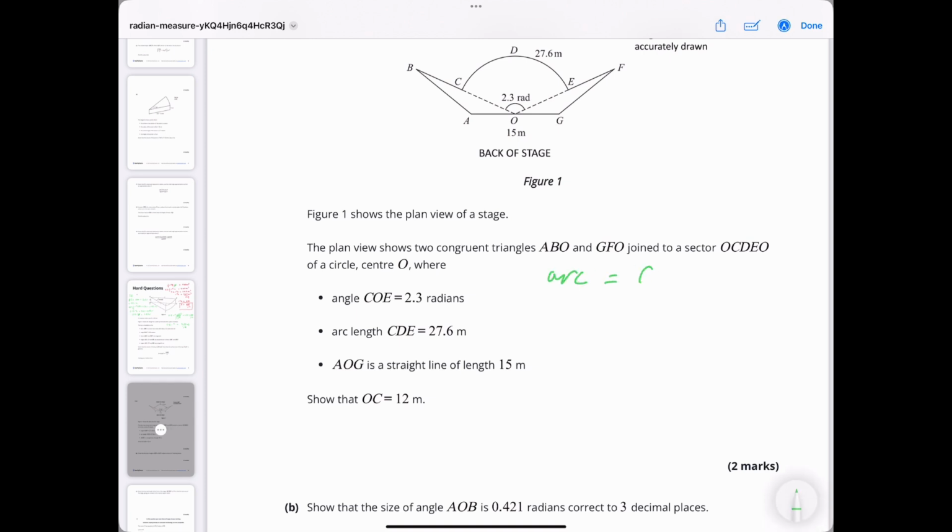So we know the arc equals theta times radius, which is OC, or R, and we know that equals 12. We know that equals 27.6. So now we divide 27.6 by 2.3, which equals 12. So that means OC equals 12 metres.